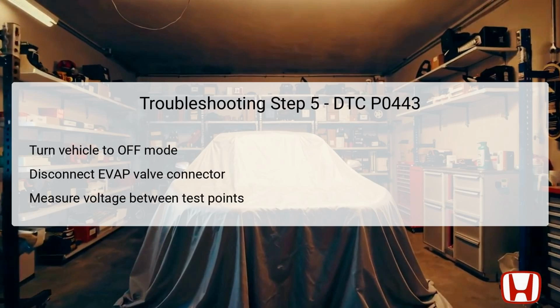Step 5 involves checking the voltage in the electrical circuit. Start by placing the vehicle in off mode. Then disconnect the EVAP Canister Purge valve 2P connector. After that, turn the vehicle to on mode without starting the engine. Using a voltage meter, measure the voltage at test point 1 and test point 2.